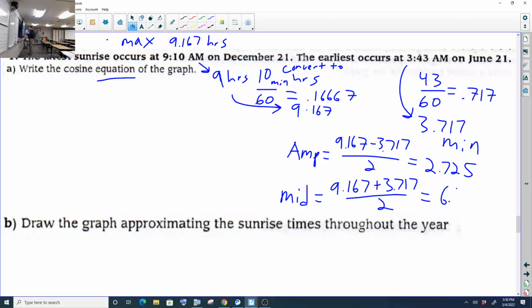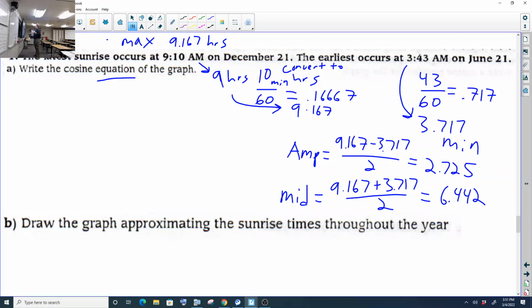It's 6.442. So 6.442 is what we're getting there, or 445. Either way, it's probably close enough for us. Just depends on how much you round. Okay, beautiful. So then for the equation of the graph, we have the amplitude, we have the midline.